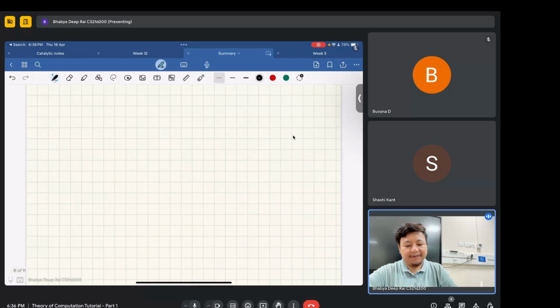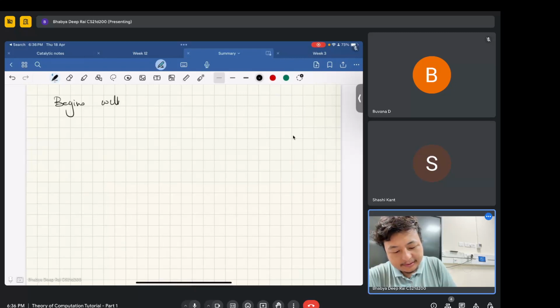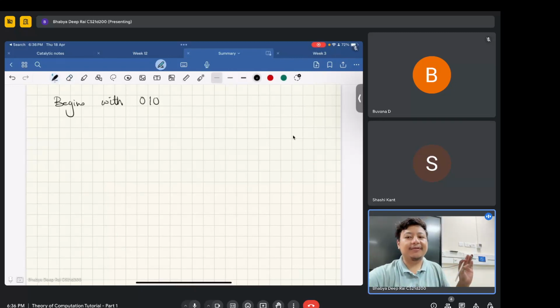And I'll give another example of a DFA. Let's think of a slightly non-trivial example. Actually, it's not a non-trivial example, but okay. Let's say all strings that begin with 0 1 0. Key thing is you need to use states to remember.